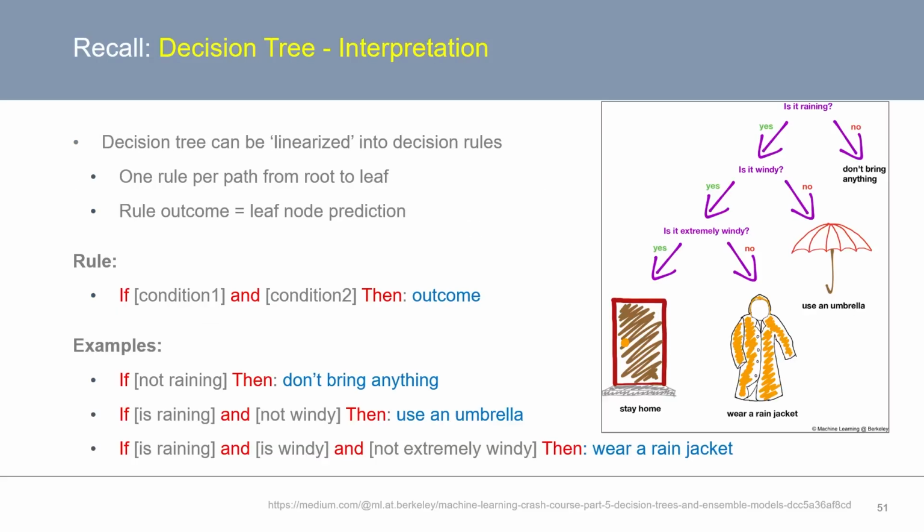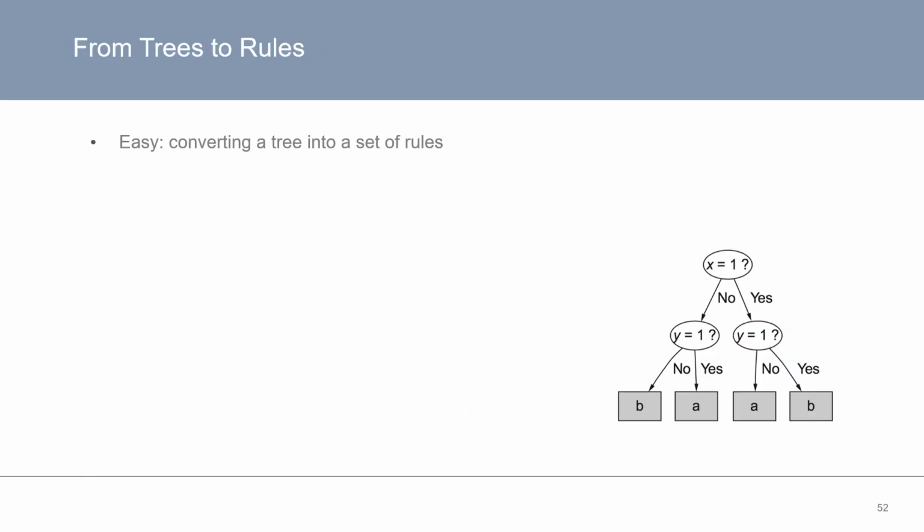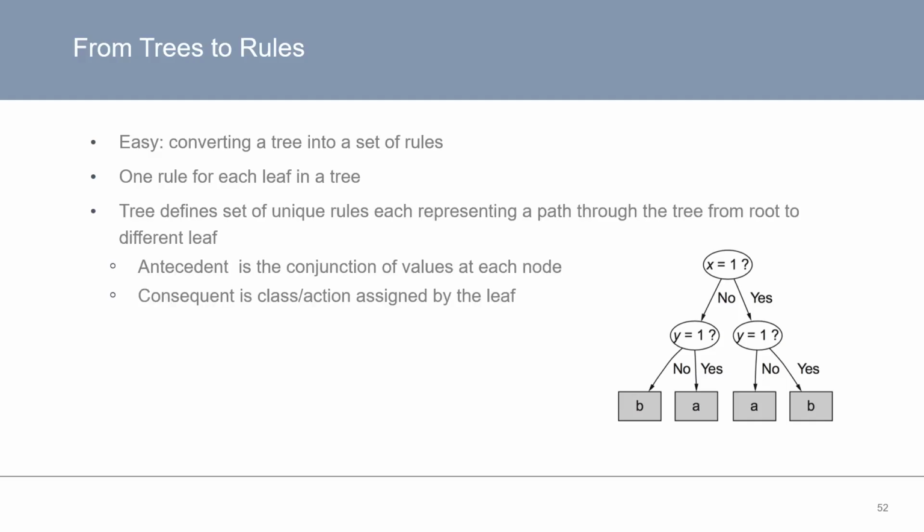Recall in our discussion of trees that individual branches through a decision tree can be linearized into decision rules. This conversion of knowledge from trees to rules is generally very easy. You can derive a single rule for each leaf in the tree, and the tree as a whole defines a unique set of rules, each representing a path through the tree from root to a unique leaf. Here, the antecedent is the conjunction of values checked at each node of the tree, and the consequence is the class or action assigned by the leaf node, arrived at through a unique path through the tree.